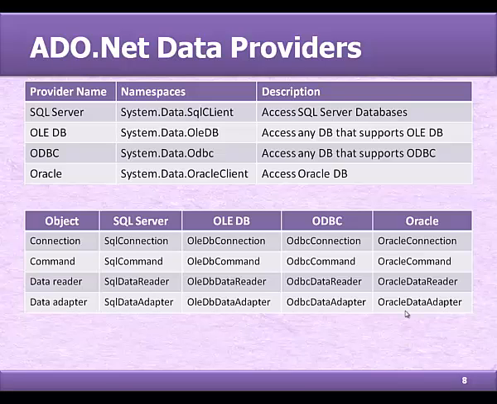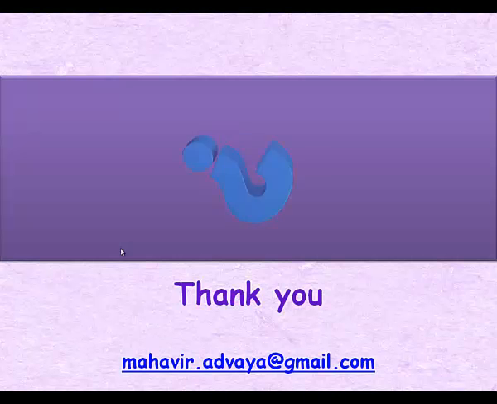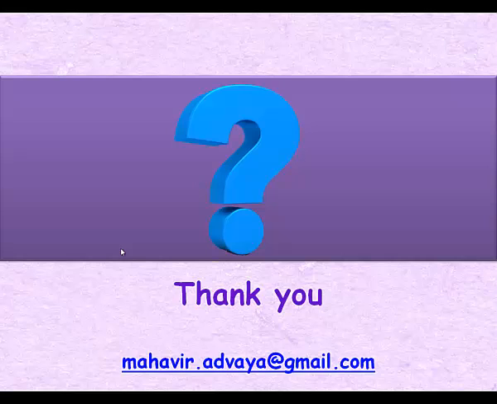Now if you see here on the screen, for every type of database the object name is prefixed with the database name. So if you are dealing with SQL Server, the object name is prefixed by SQL: SqlConnection. For command it is SqlCommand. For data reader it is SqlDataReader. Data adapter is SqlDataAdapter. Similarly for ODBC and OLEDB and Oracle. So all these objects are prefixed with the database name. So this is the required theory to work with ADO.NET.